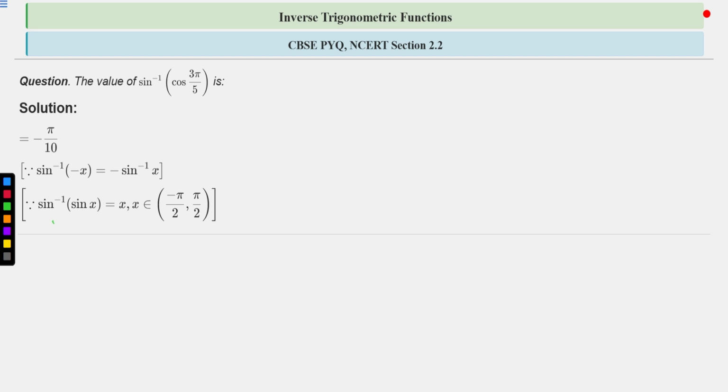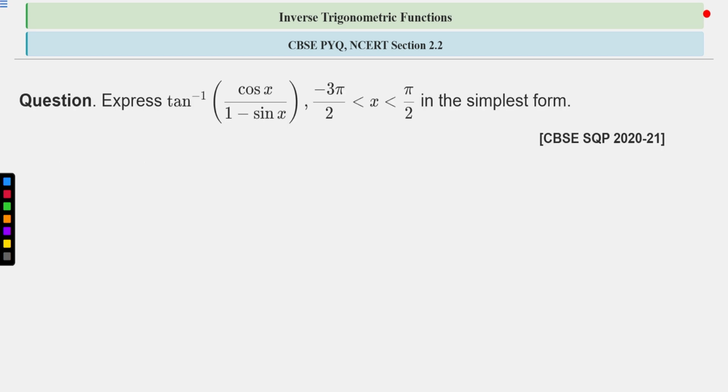Okay, let us move to the next question. The next question says, express tan inverse of cos x upon 1 minus sine x, when x belongs to minus 3 pi by 2 to pi by 2, in the simplest form.